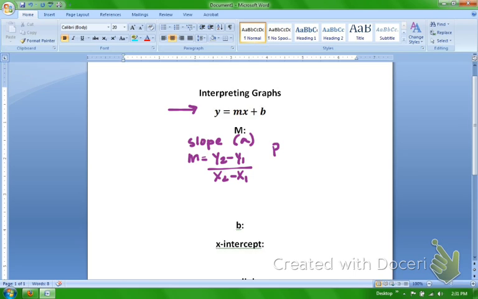And we had positive slopes that went up. We have negative slopes that go down. We have a slope of 0, which is flat. And then we have our undefined slopes, which are vertical lines.